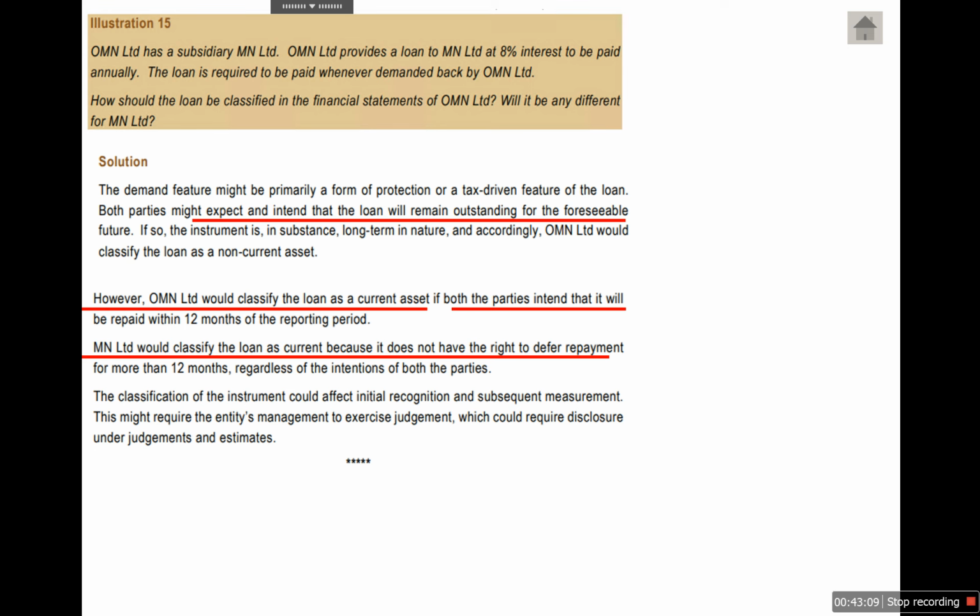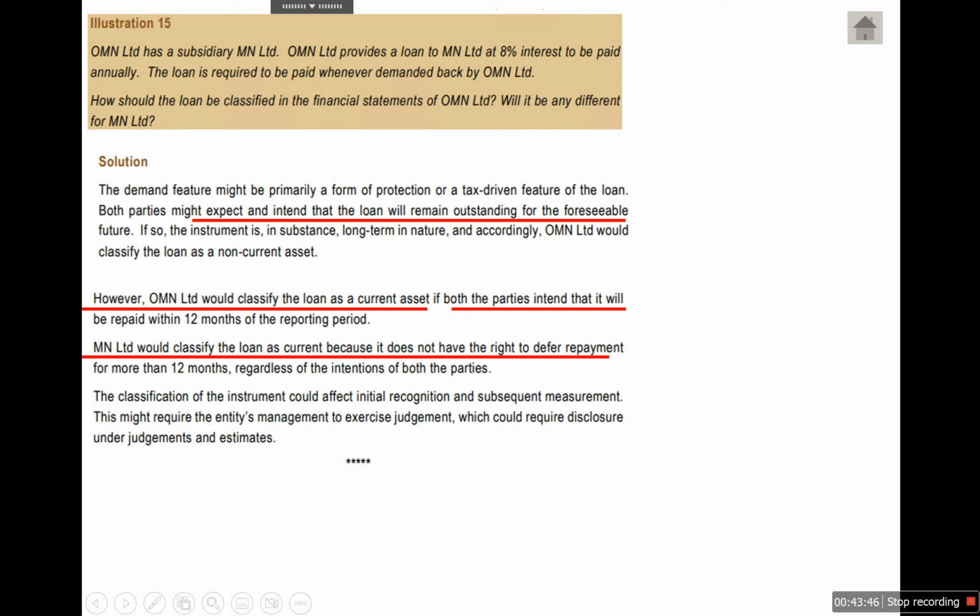So the demand might be primarily a form of protection or a tax-driven feature of a loan. Both parties might expect and intend that the loan will remain outstanding, foreseeably, because these are group companies. However, OMN Limited would classify the loan as current if both parties intend that it will be repayable within 12 months, and MN Limited would classify the loan as current because it does not have a right to defer the repayment for more than 12 months.